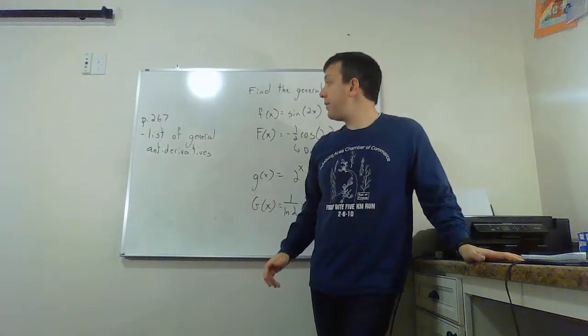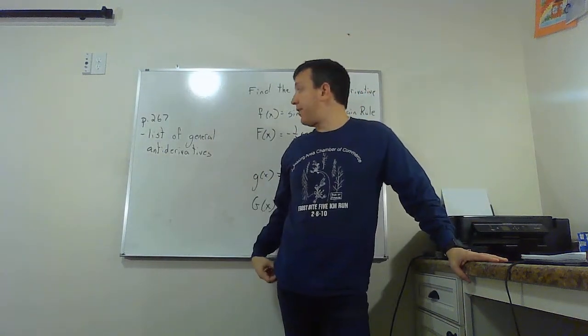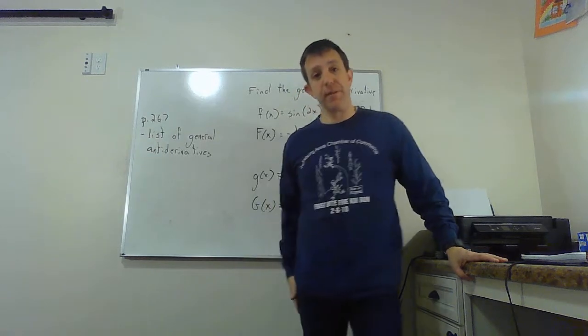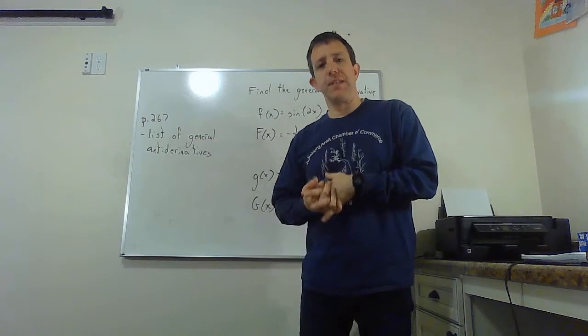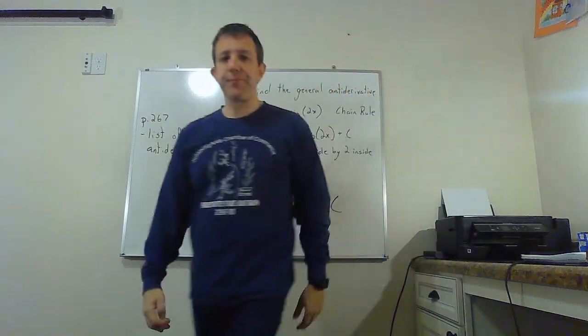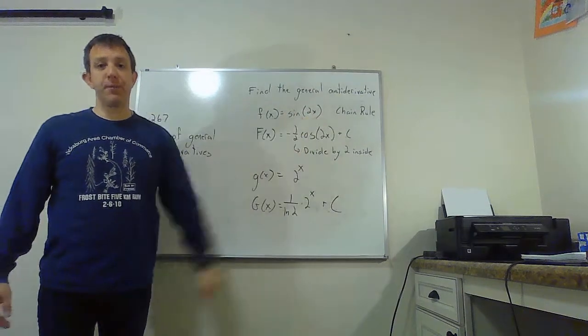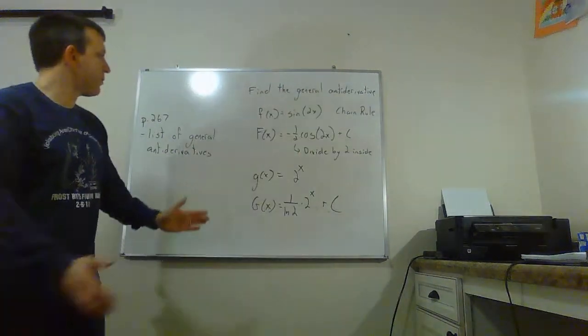Okay, so continuing on, I want to point out that in your book, on page 267, there is a list of general antiderivatives. So anytime you're having trouble coming up with one, go to page 267, and that'll at least maybe help point you in the right direction. All right, but I want to do 2 more examples, and then we'll do a little physics, and I don't know, conclude with some more good stuff.